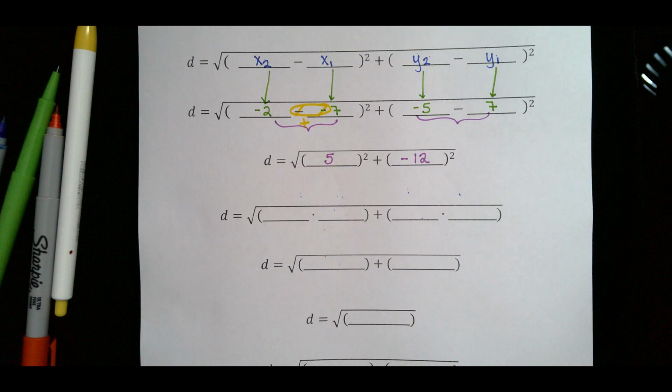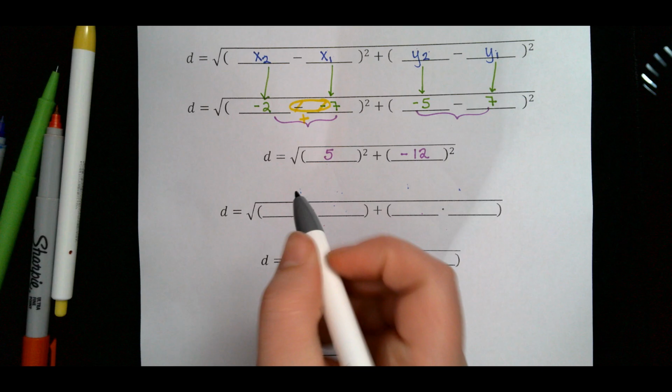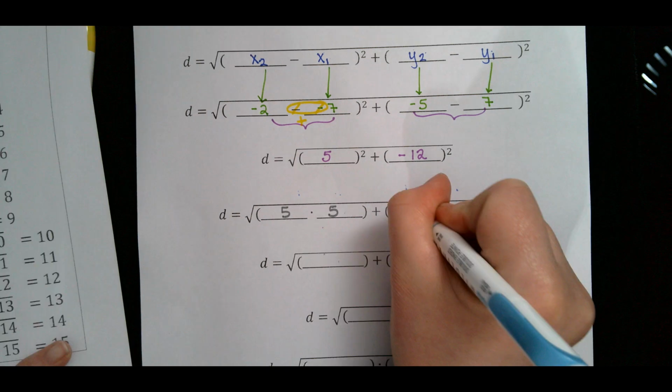Expand. Use your sheet if you need to. So my sheet, let me find it. Here it is. I need to expand 5 squared. And I need to expand that -12. Again, don't worry that it's negative. Since it is negative, we're going to write a negative, but it's always going to be positive after that.